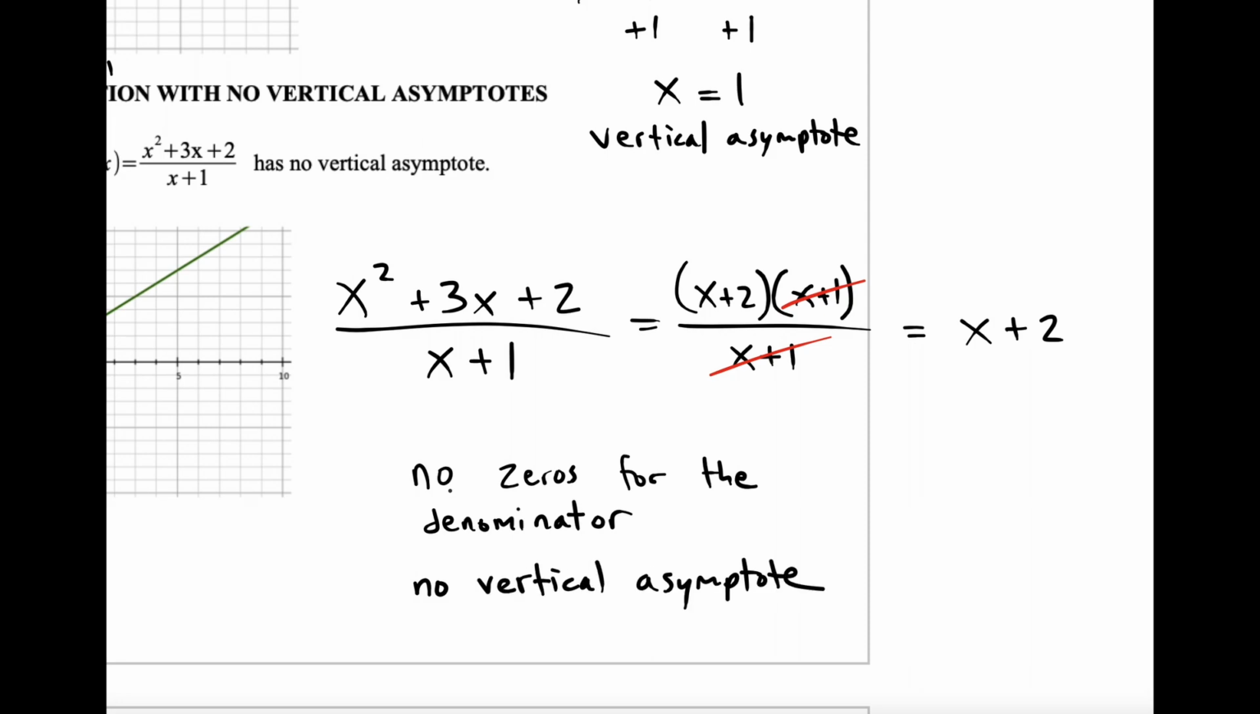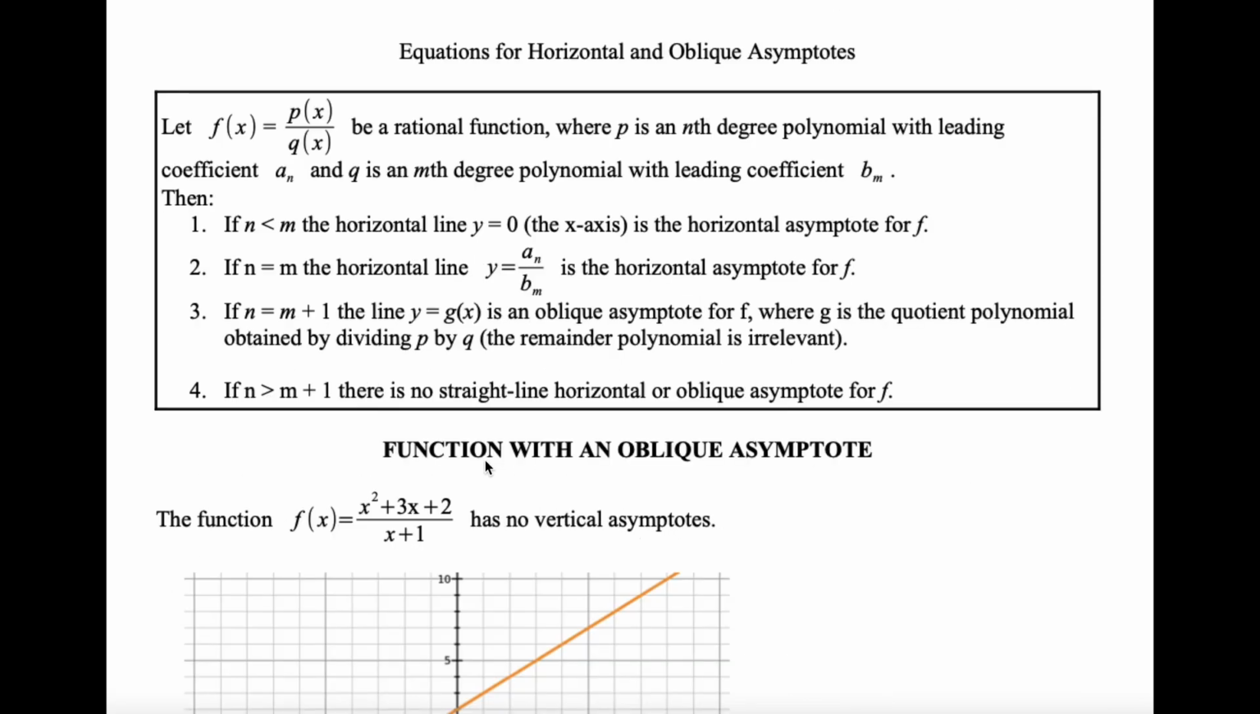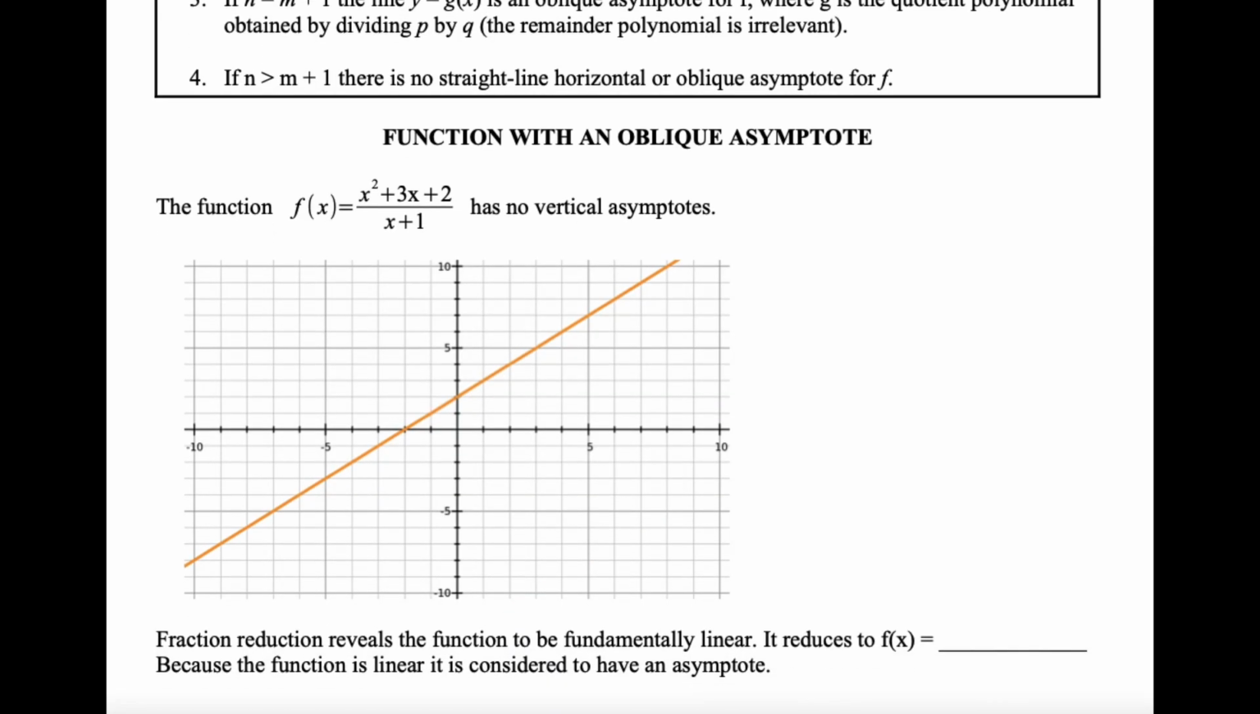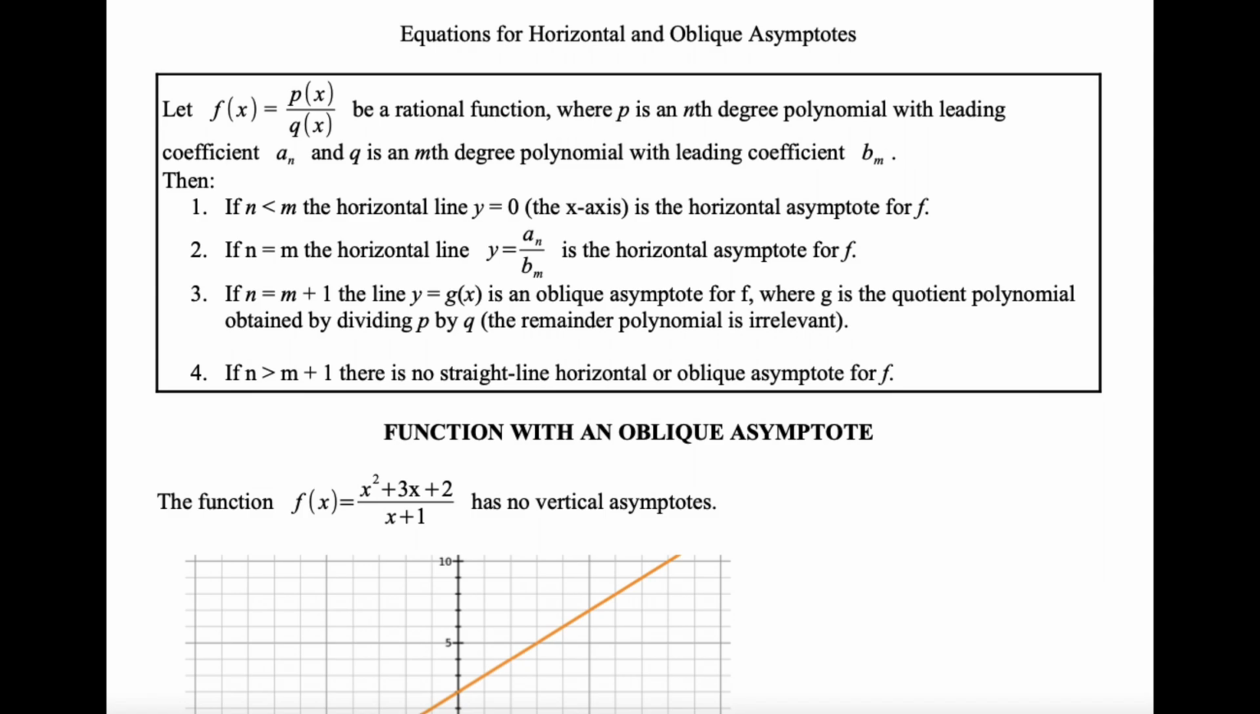Let's see what's next. This talks about horizontal and oblique asymptotes. So let's read the definition. So f of x equals p of x over q of x is a rational function. Let it be a rational function where p is an nth degree polynomial with leading coefficient an, and q is an mth degree polynomial with leading coefficient bm.